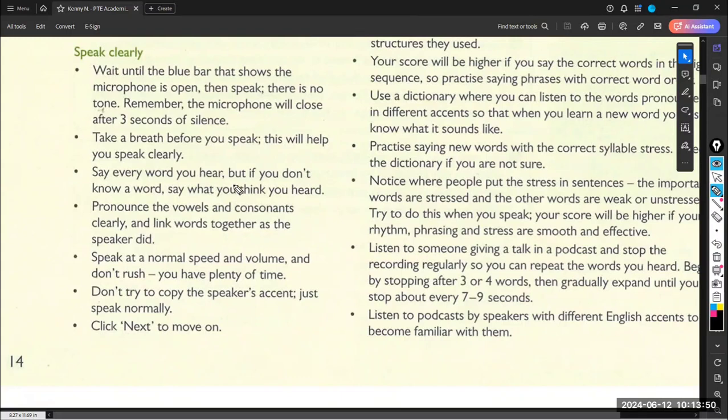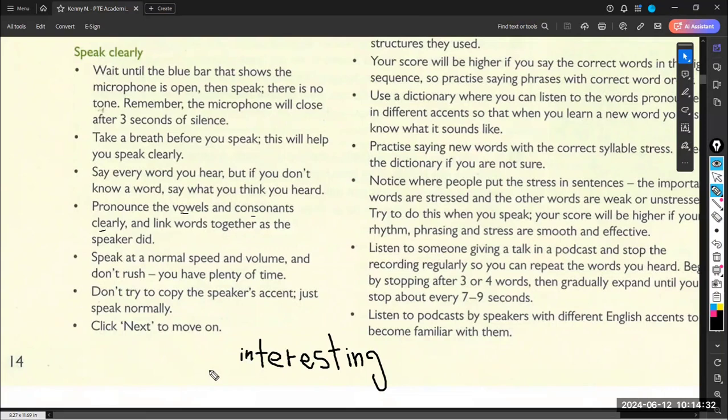Okay. Say every word you hear, but if you don't know, okay. Now pronounce the vowel letters and consonant letters clearly. Let me give you an example. What if I want to say this word? Let me write this word, and you have to now read this word to me. Interesting. Am I right?